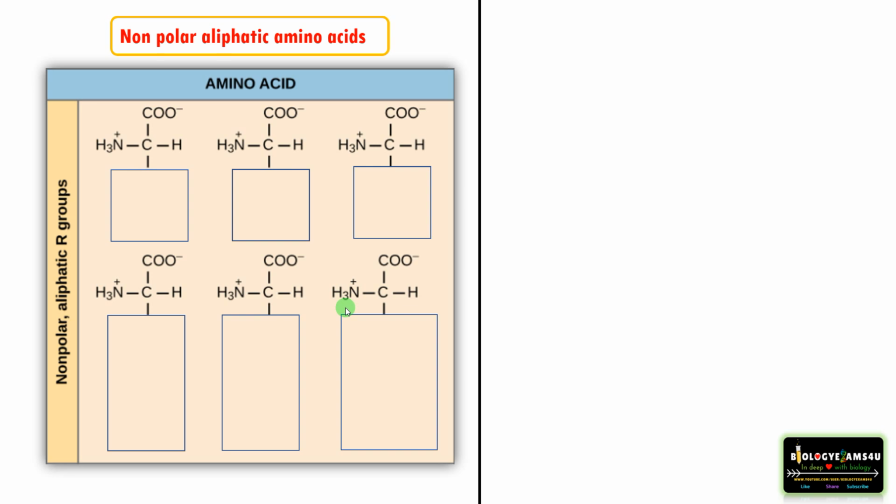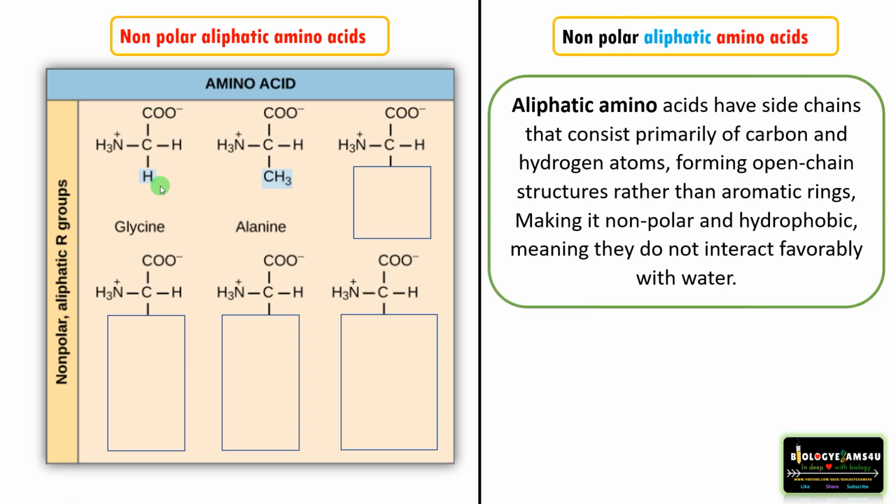First, let me explain the term with the simplest amino acid as an example. So this is glycine and the second one is alanine. Glycine is the simplest amino acid. As you see, the side chain is a hydrogen. It's non-polar. So aliphatic amino acids have side chains that consist primarily of carbon and hydrogen, as you see in alanine, forming open chain structures rather than aromatic rings, making it non-polar and hydrophobic. That means these amino acids do not interact favorably with water, forming hydrogen bonds.